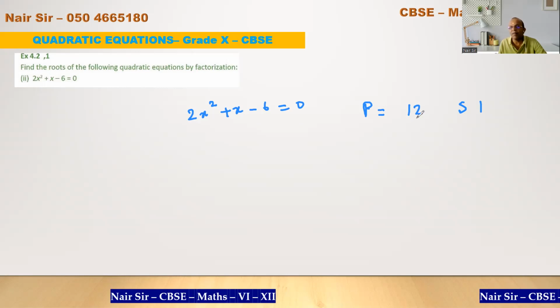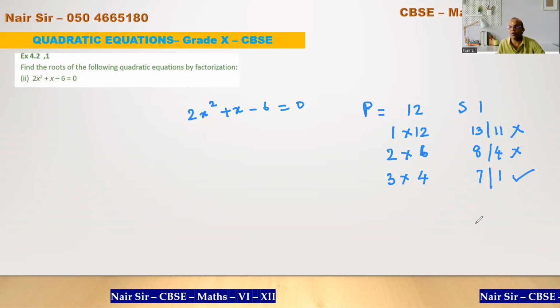Product needs to be 12 and sum needs to be 1. 1 into 12, that is the first one. 2 into 6, that is the second term. Now, 1 plus 12 is 13, 12 minus 1 is 11, so this is not it. 2 plus 6 is 8, 6 minus 2 is 4, this is not it. 3 into 4, what am I getting? 3 into 4 is 7 and 1. Yes, I've got my number.